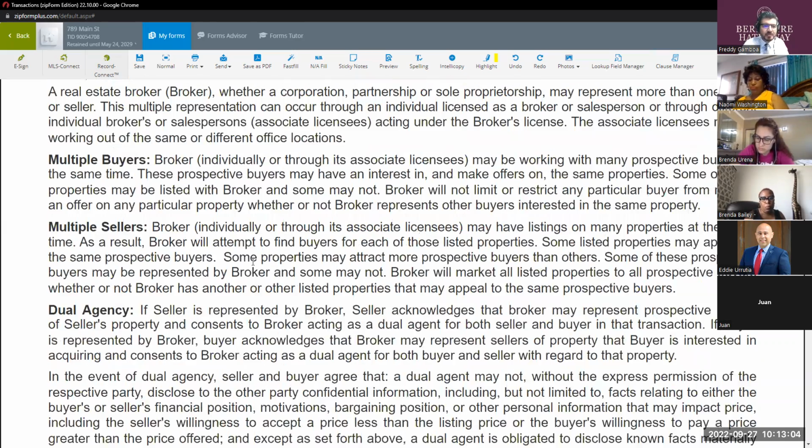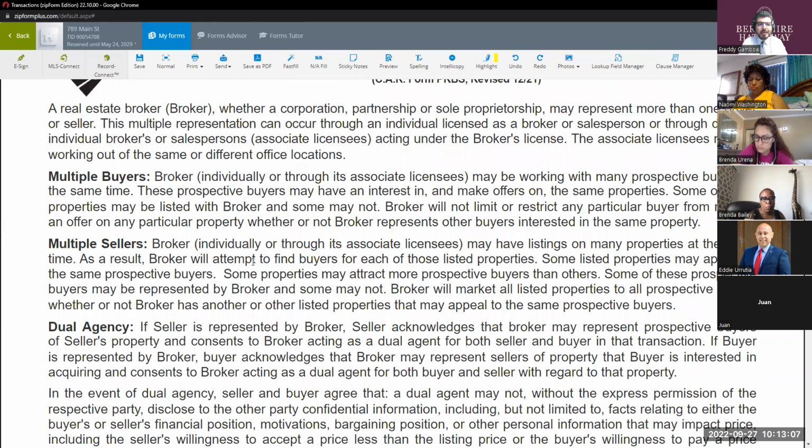Again, what does it mean working with multiple buyers? Keep in mind that yes, you might be working with multiple buyers. For example, let's say Miss Micaela has a listing in Southgate, and you have a buyer you're trying to find a property for. For whatever given reason, you came across Micaela's property. Well, good for you. You're trying to keep it in the house, try to double end it and everything else. But guess what?